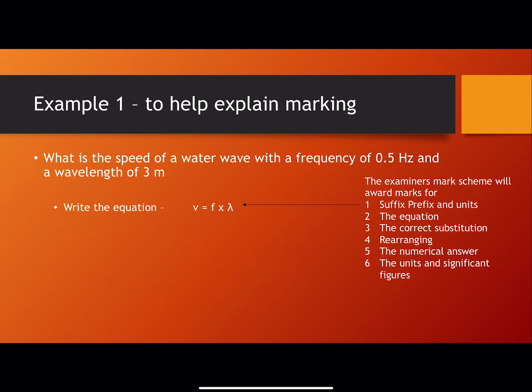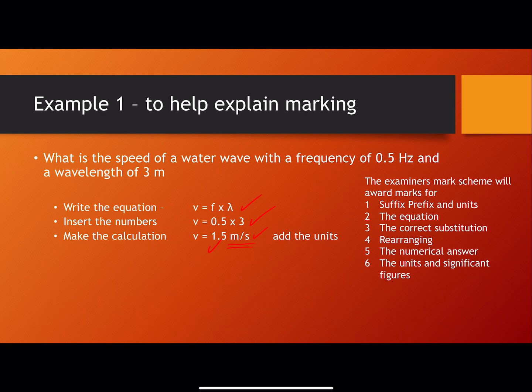So here we go. What's the speed of a water wave with a frequency of 0.5 hertz and a wavelength of 3 meters? First of all, no suffix, no prefix. And the units are all correct. Brilliant. So now all I need to do is write the equation down. There we go, I've written the equation down. Now I need to put the correct substitution. That's the substitution in there. And again, it looks fine to me. So there's no rearranging. All I need to do is make the calculation and then add the units at the end. So 1, 2, 3, 4 possible marks there.